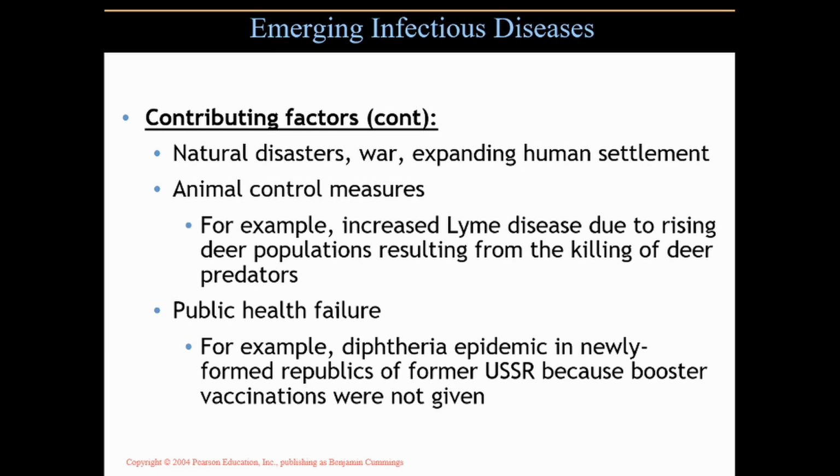Animal control measures, like increased Lyme disease due to rising deer populations resulting from the killing of deer predators. So you remove the predators of the deer, and what's going to happen to the deer population? It just explodes, and as a result we have increased Lyme disease: fewer predators, more deer, more ticks, more Lyme disease. So that's one of the reasons why we're seeing increased Lyme disease numbers.